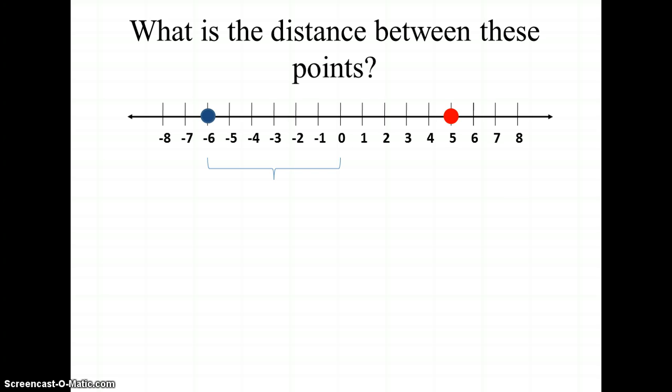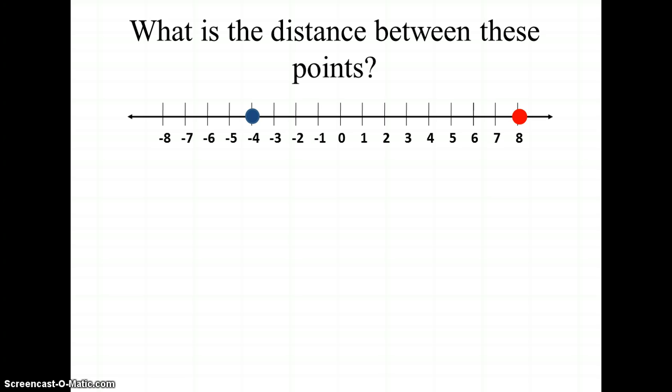But if these numbers are really big and I don't feel like counting them all, I could simply find the absolute value of each. So the absolute value of -6 is 6, and the absolute value of 5 is 5. Now, once I know how far each of these points are from 0, I just add them together. 6 plus 5 equals 11.